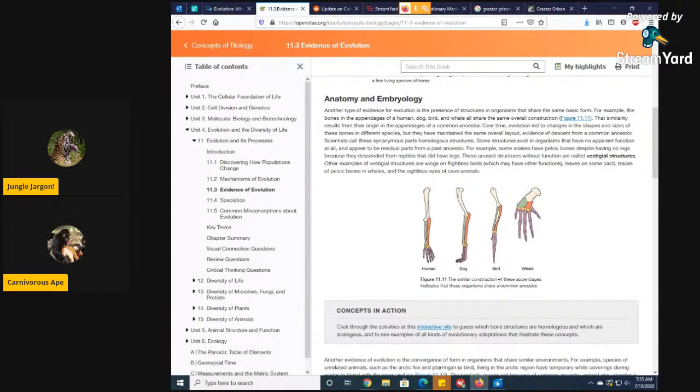Okay, so for it to be viable for all the different living organisms, they all have DNA because they all have to grow.